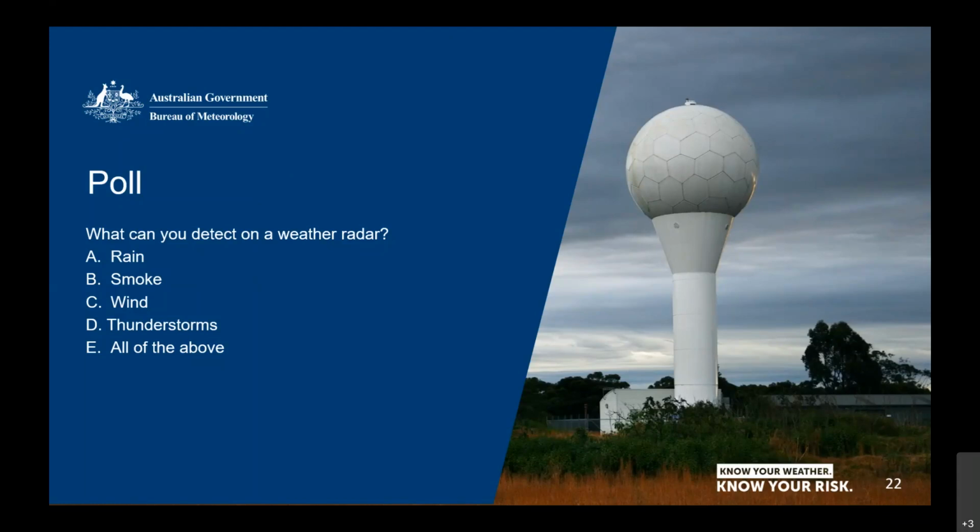Okay, excellent. All right, well, we've got our poll results now. We had most people say that it's E, all of the above. What can you detect on a weather radar? Now, we do know that thunderstorms isn't one of those. What are the other ones that can be detected on a weather radar, guys?